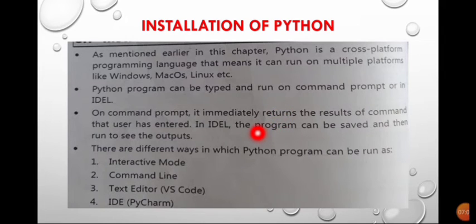On the command prompt, it immediately returns the result of the command that the user has entered. Whenever the user wants to use Python, you have to write the command on the command prompt, so that the user gets the result immediately. But in the case of IDLE, the program can be saved and then run to see the output. That is the difference between the command prompt and the IDLE environment. There are different ways in which a Python program can be run: interactive mode, command line, text editor like VS Code, and IDE, that is PyCharm.